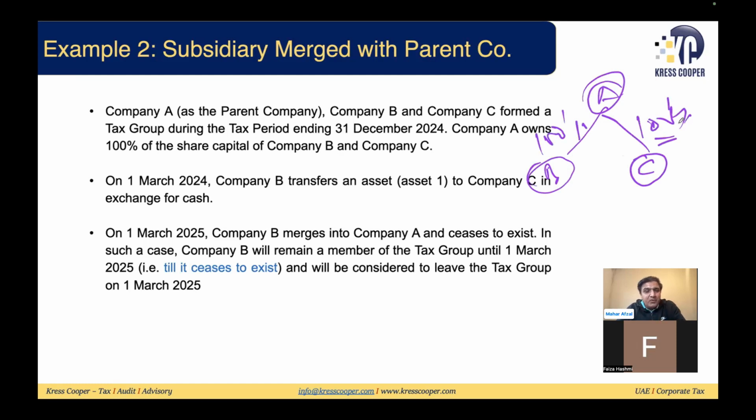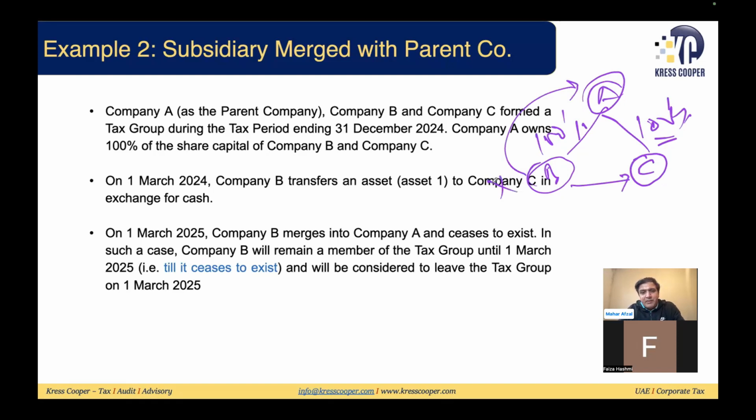In 2024, company B transferred an asset to company C in exchange for cash. One asset has been transferred from B to C. They are part of the tax group. We have already discussed all intra-group transactions will be eliminated. In March 2025, company B merges into A and ceases to exist. So B has merged with A. There is no existence of B now.